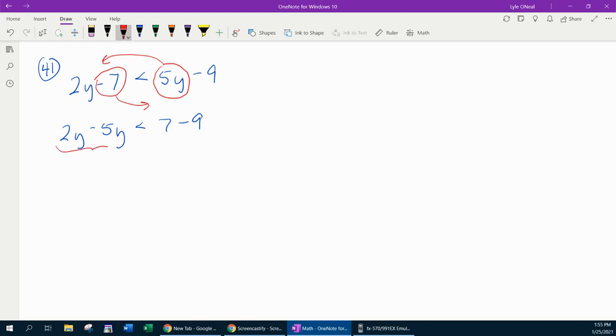And then we can do a little CLT, a little combine like terms. 2 minus 5 is negative 3y. 7 minus 9 is negative 2. And now notice to get y by itself, I'm going to have to divide both sides by negative 3.